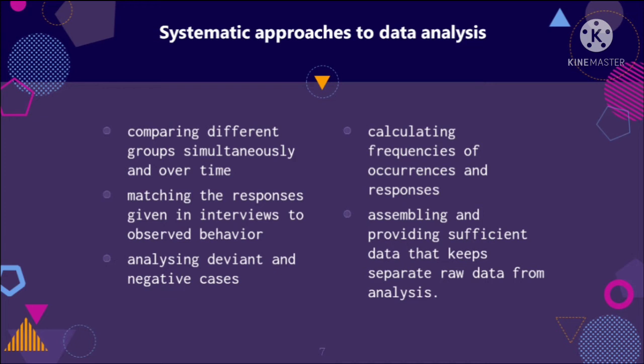The third is analyzing deviant and negative cases. The fourth is calculating frequencies of occurrences and responses, and the last is assembling and providing sufficient data that keeps separate raw data from analysis.